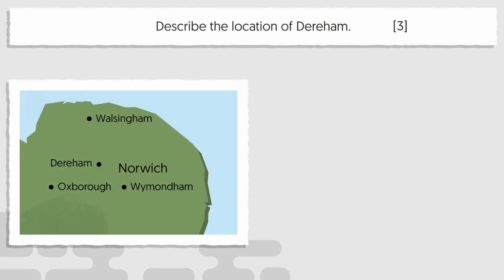Direction is really useful if you're asked to locate something. Have a look at this map and an example question. Describe the location of Dereham. This is a 3-mark question. Here are 2 candidates' answers. Which do you think is the best?